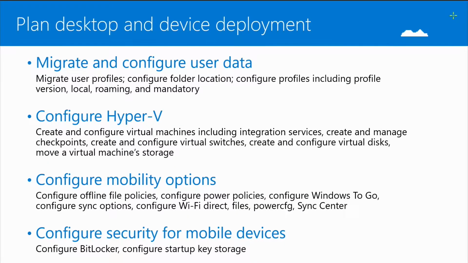The next subsection here is mobility. More often than not, when new Windows devices are provisioned, they're mobile devices. So they're going to be laptops, tablets. Of course, Windows 10 is also available for phones as well. But specifically here, we're looking at your laptop or your tablet user here, and some of the features that might be required to support those, such as Windows to Go.